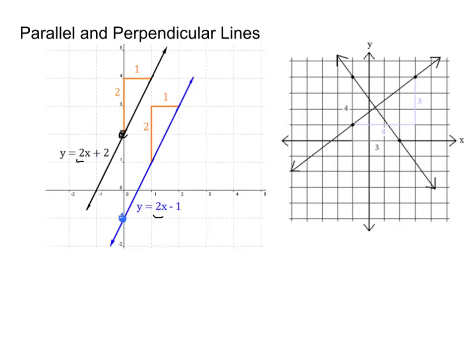Okay, the second one. If we look at this first slope triangle, oh, I don't want that color. Just kidding.